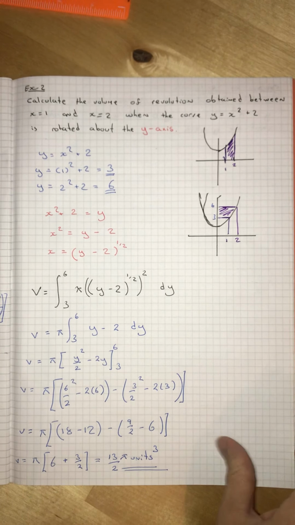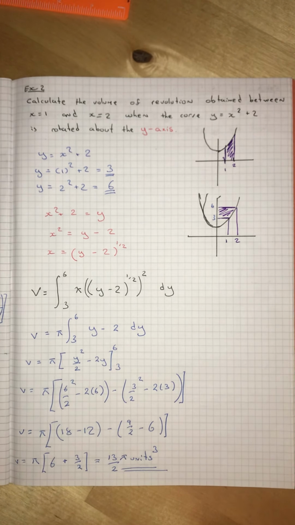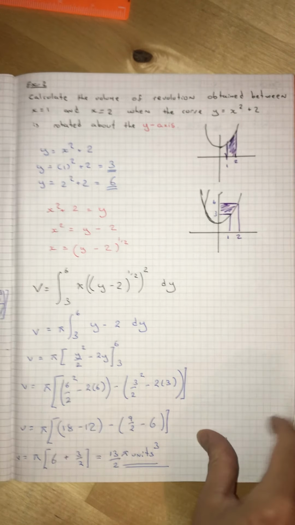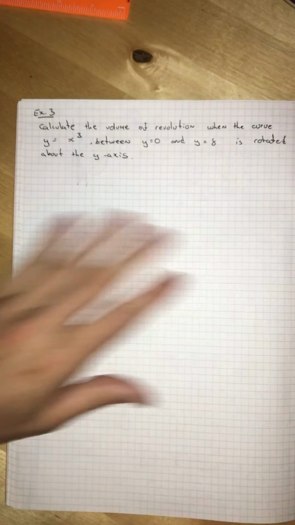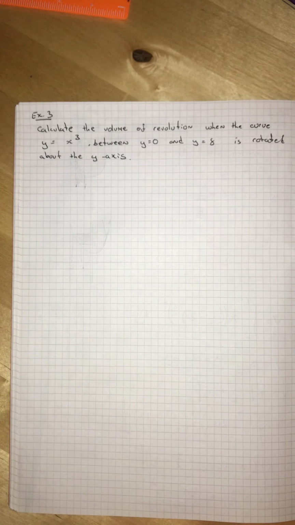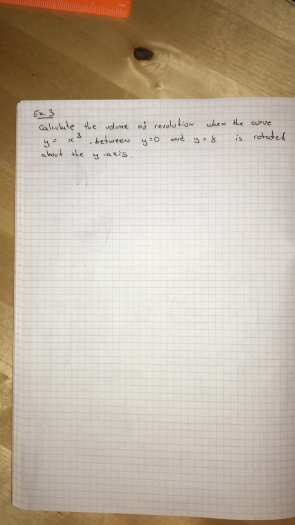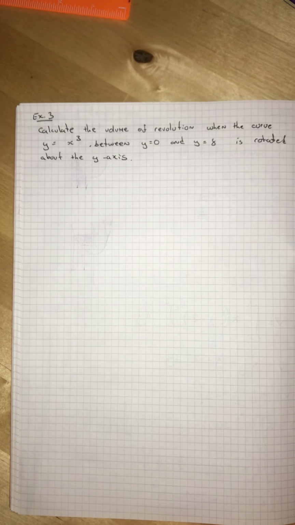Okay, so that would be how to do a volume of revolution around the y-axis. Okay, so do one more. So calculate the volume of revolution when the curve y equals x cubed between y equals 0 and y equals 8 is rotated about the y-axis. So first thing that we need to do is recognize that it's being rotated about the y-axis, so we need to have it explicitly in y.